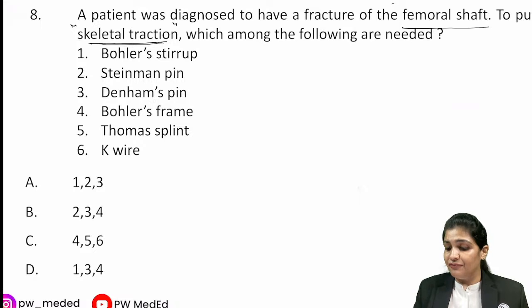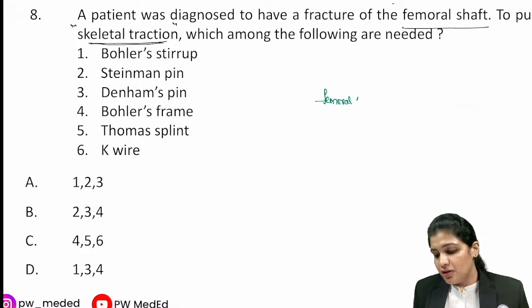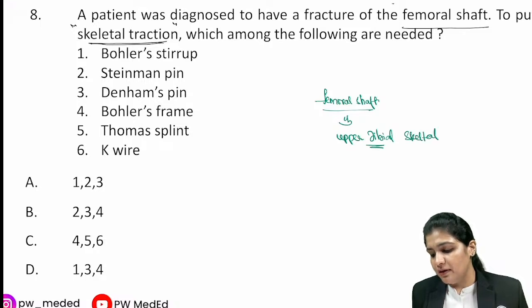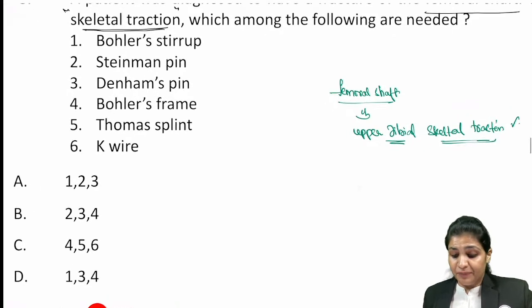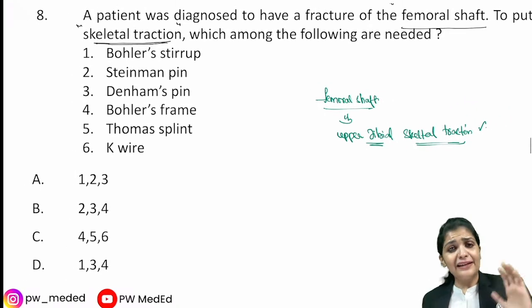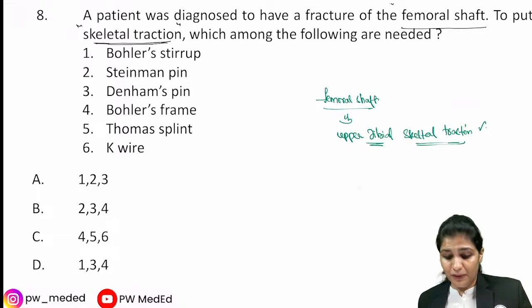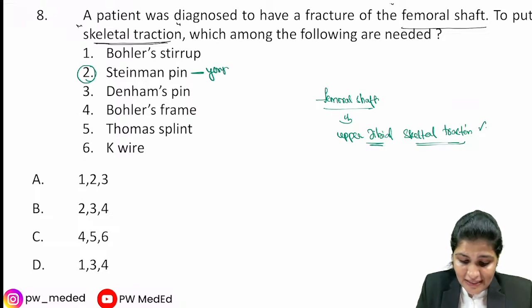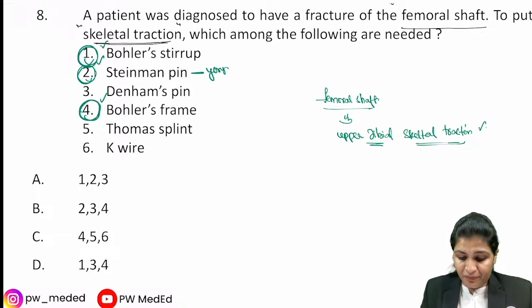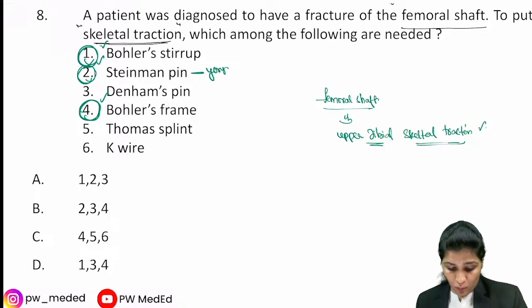First, if you see the femoral shaft fracture, you go for your upper tibial skeletal traction, right? The proximal or upper tibial skeletal traction is the most common one done in practice. So usually femoral shafts are treated with upper tibial pin traction. For pin traction, you need one pin. It could be a Steeman pin or a Dunham's pin. If the patient is young, you go for Steeman's pin. So let's select the Steeman's pin, and then you need a stirrup, right? And then you need a Bowler's frame. Usually these three are required.